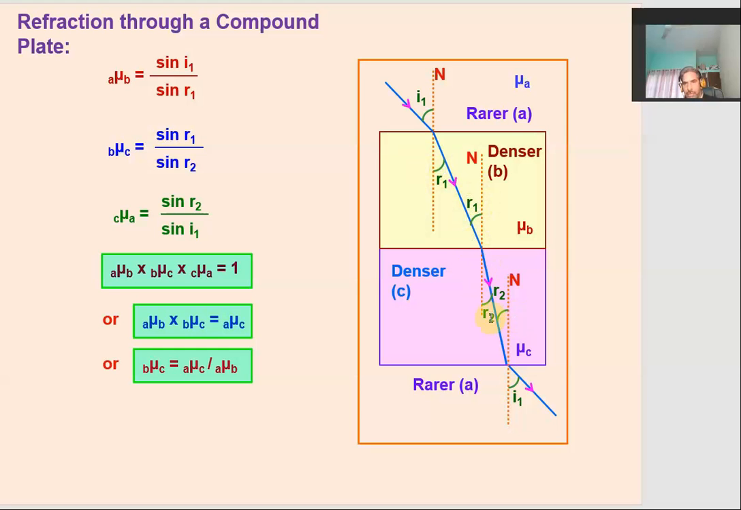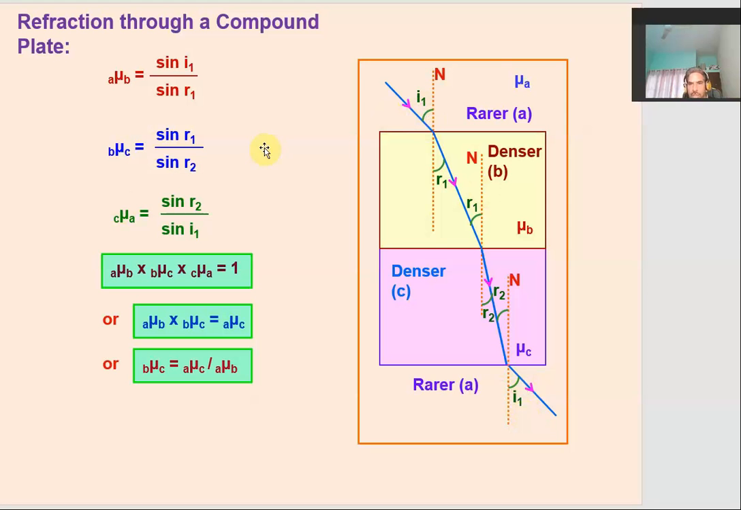So the angle of refraction here at the second interface will be R2. R2 will be the angle of incidence here at the third interface, and I1 will be the angle of emergence, or we can say the angle of refraction at the third interface, which will be equal to the angle of incidence, as we have discussed in the previous article.